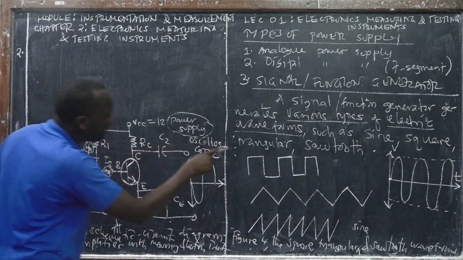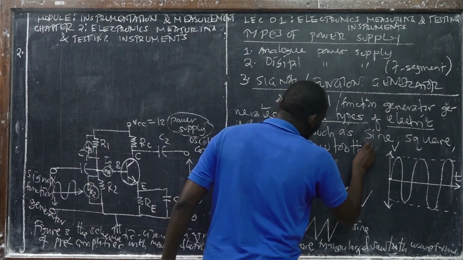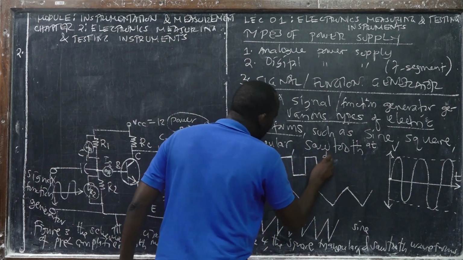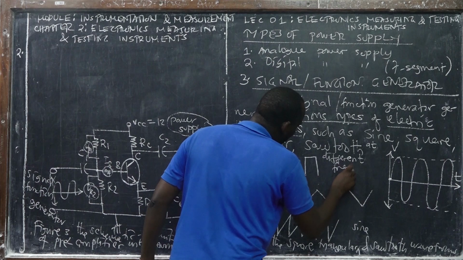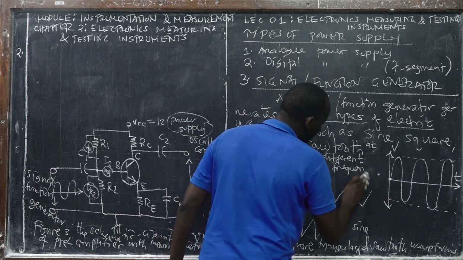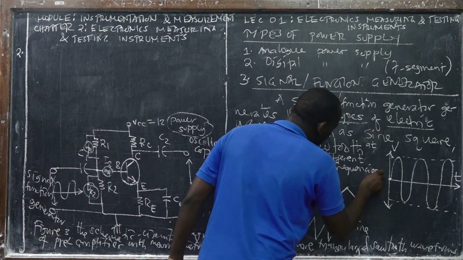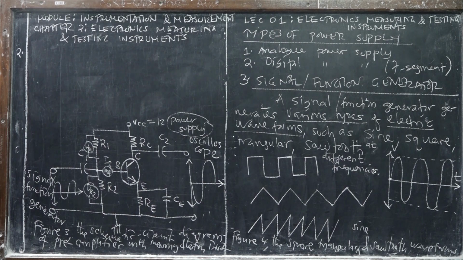So it's providing this one. Oh, I forgot. Add this word: at different frequencies. So a signal generator provides electric signal of different waveforms at different frequencies.